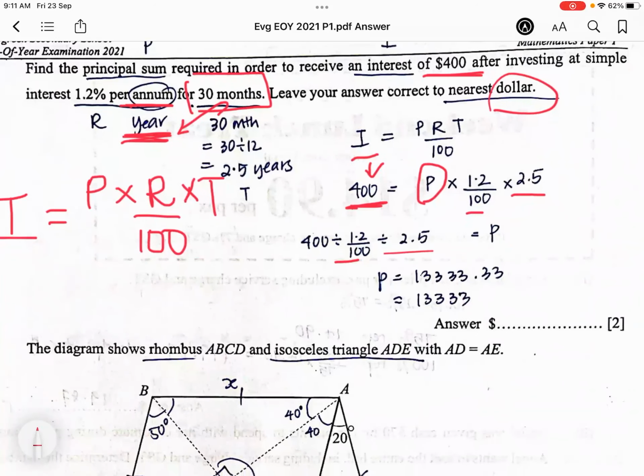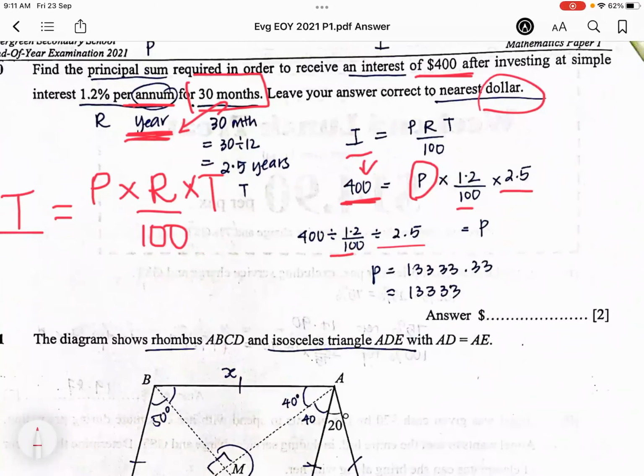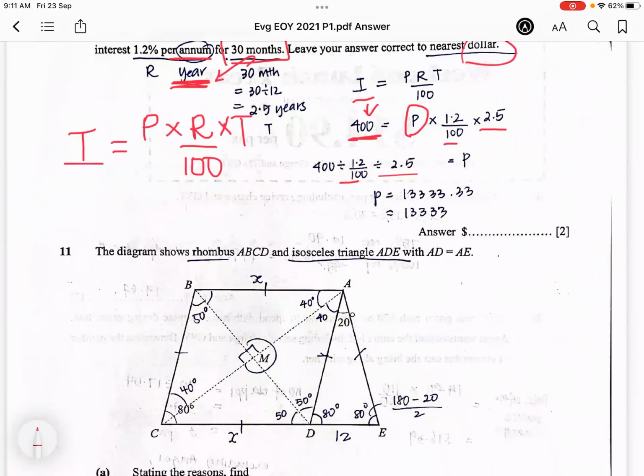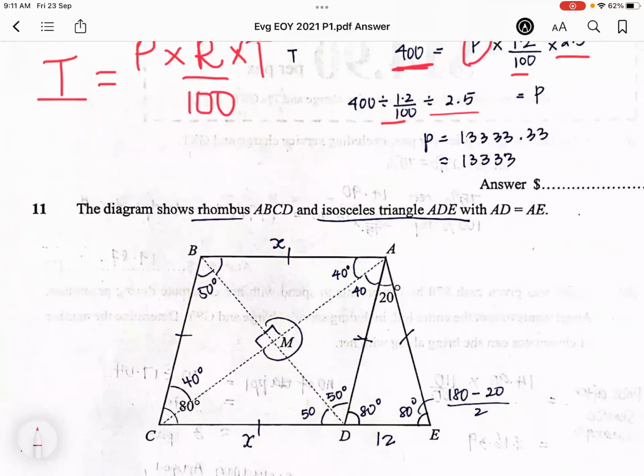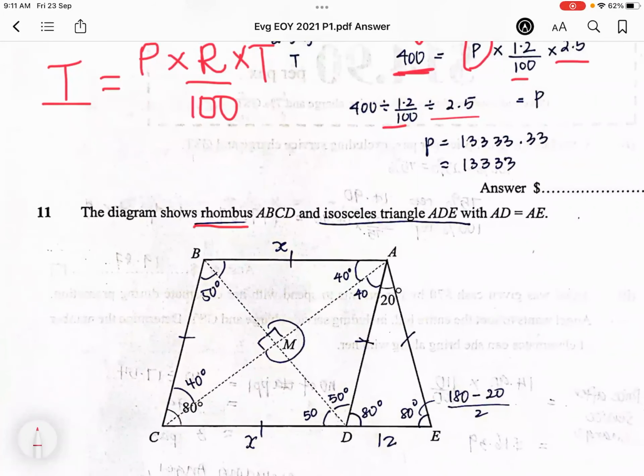Next question. This one over here, some keywords are like teacher. I told you teachers like to test rhombus, right? Why? Because rhombus has a lot of properties you must know immediately. First thing about rhombus, all 4 sides are equal. Secondly, the diagonals bisect each other at 90 degrees.